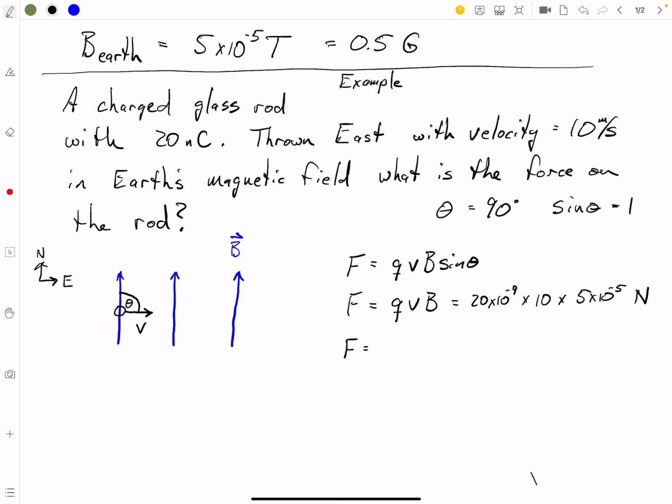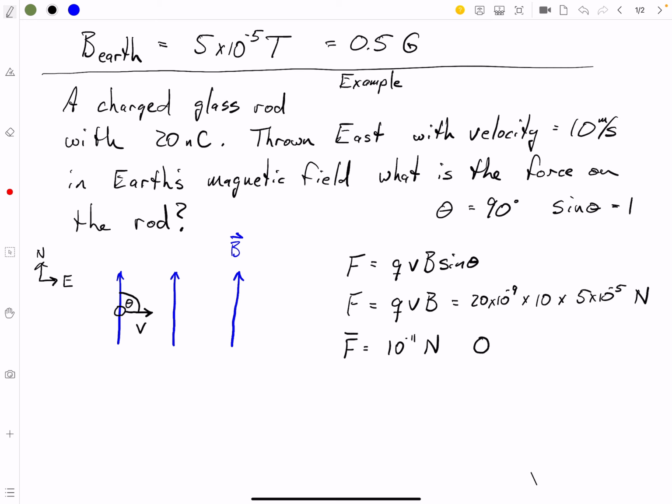That ends up being 10 to the minus 11 newtons. Now, which way is this happening? Which way is that force going? We're going to take our fingers and put them on B around V, curl them towards B, and our thumb is going to point straight up. So, out of the page.